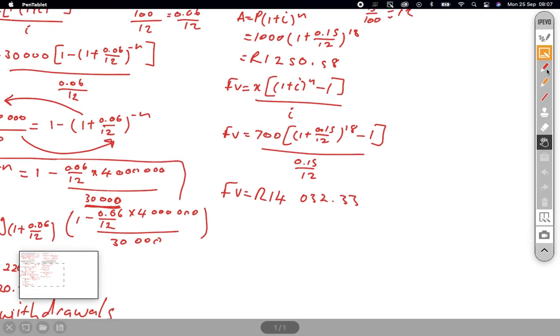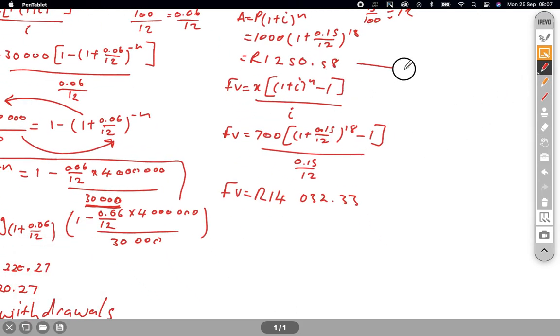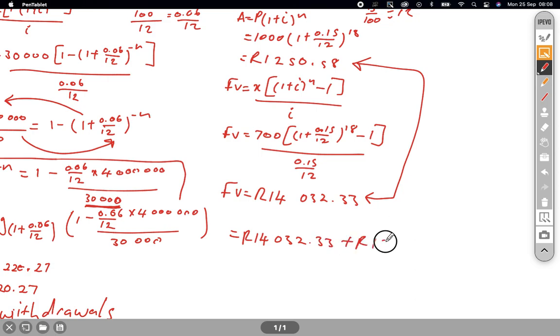Okay, now what you should do at this point, you add these two amounts. Okay, so the final amount is given by the sum of the two. And this should give you 15,282.91. Okay, thanks.